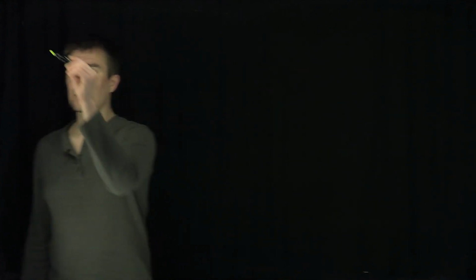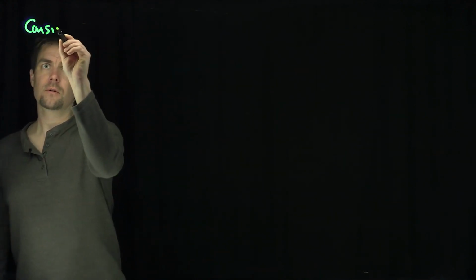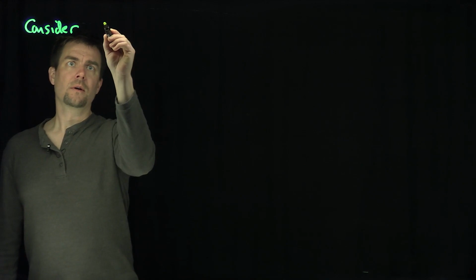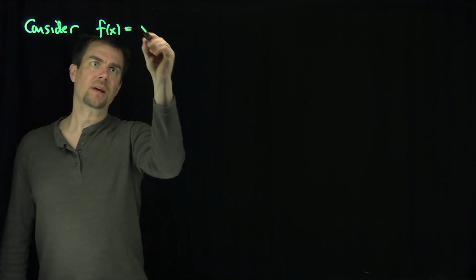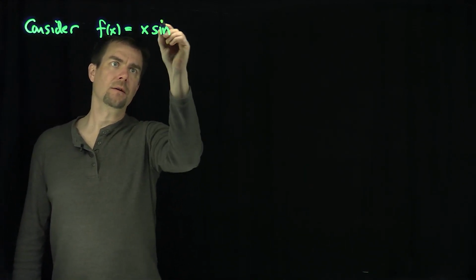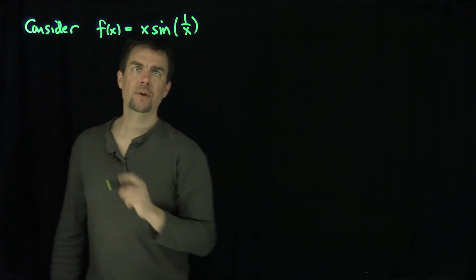Hello students, in this video we'll discuss two functions that have extreme oscillations near the origin, and that causes the derivative to not exist, or the derivative to exist but fail to be continuous. So let's look at two special functions. Consider first f of x is x times the sine of 1 over x, okay?